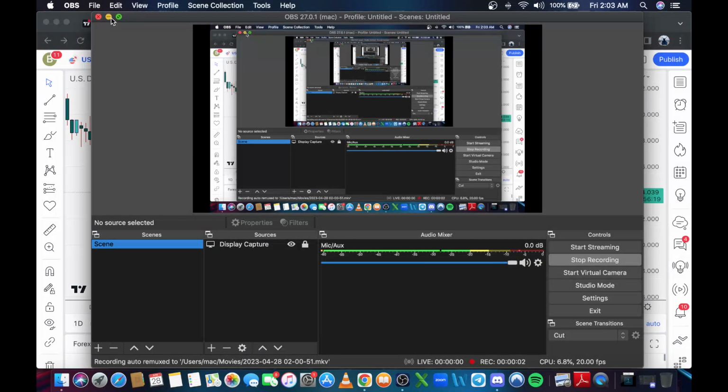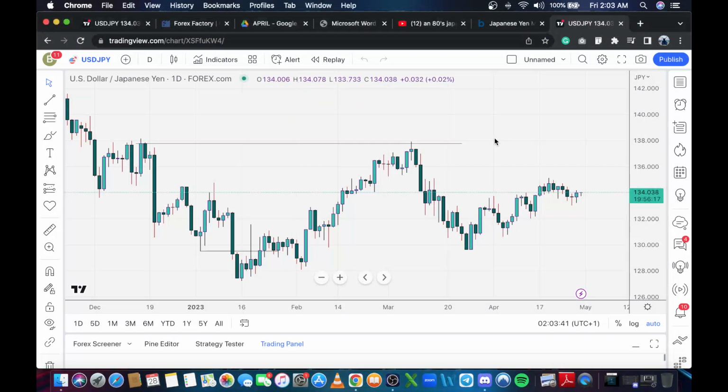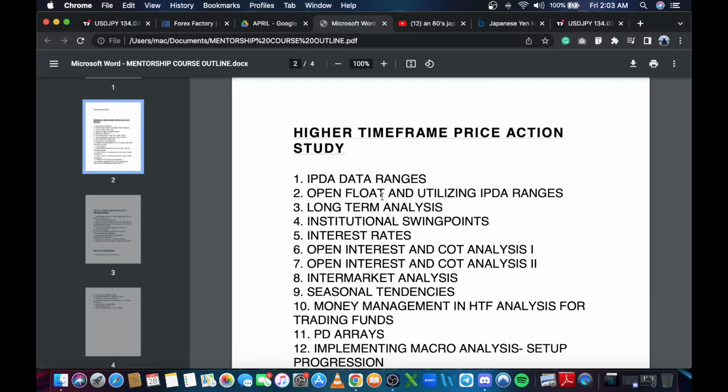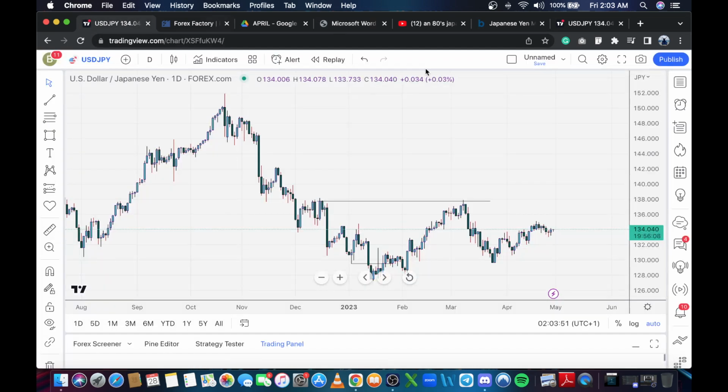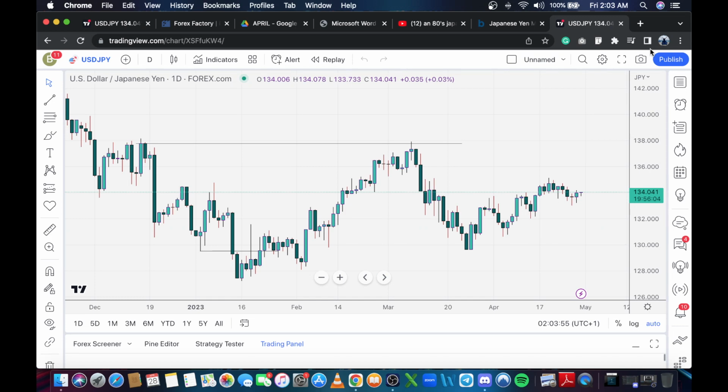Hello guys, welcome to lesson 2 of the course, and today we're going to talk about open float and utilizing IPDA data ranges. You can see, if you look at the top right hand corner of my screen, that the time is 2:03 a.m.